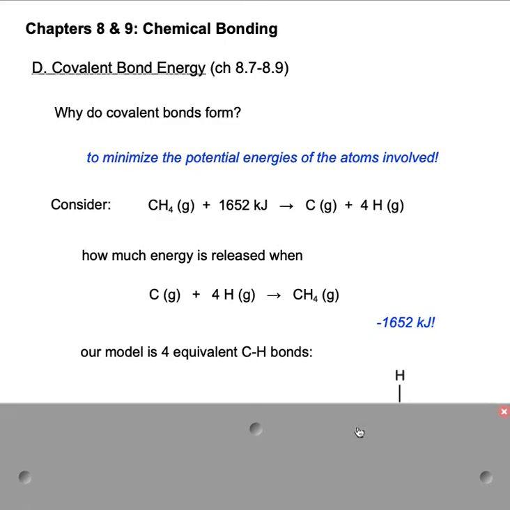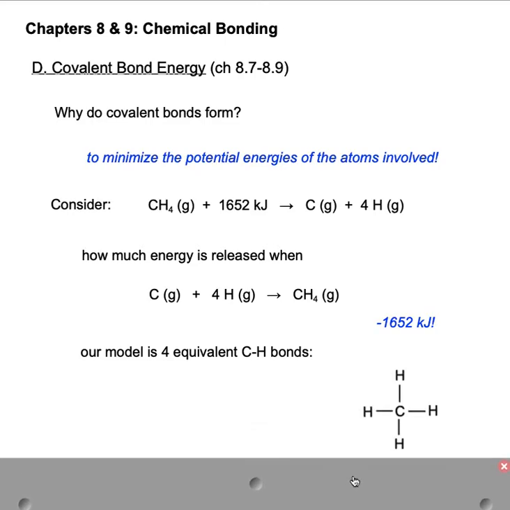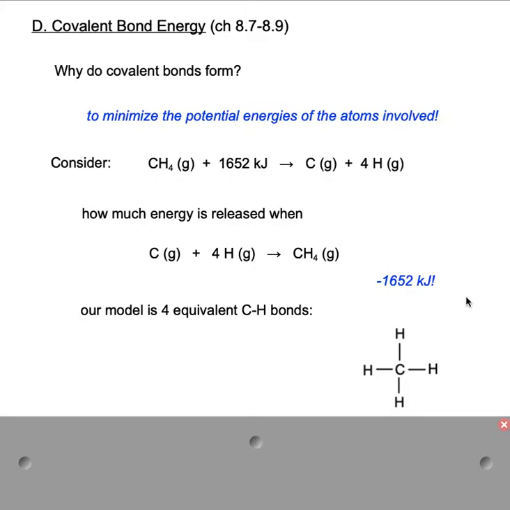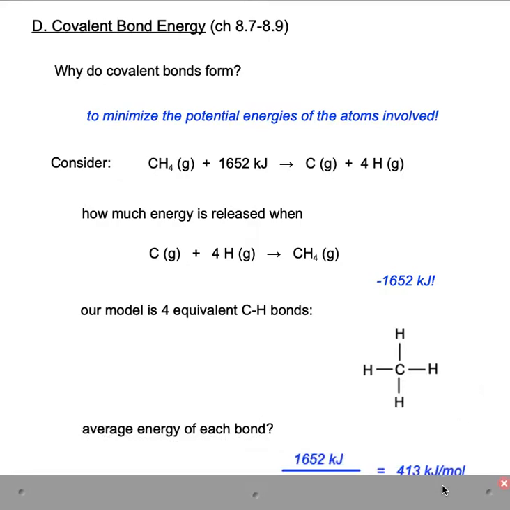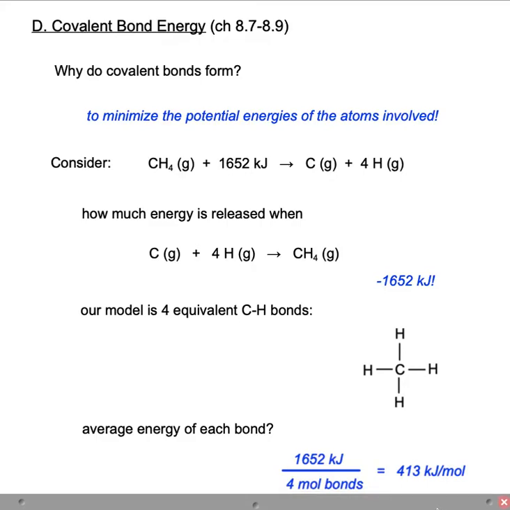Our model is that 1 molecule of methane consists of 4 equivalent CH bonds. Remember, it's just a model. All we really know is that those 5 atoms consist of 4 hydrogen atoms in a tetrahedral orientation with a carbon atom in the center. So if I wanted to calculate the average energy of each bond, I would simply take the 1652 kilojoules required to break all 4 of them, divide it by 4, and obtain an average carbon-hydrogen bond energy of 413 kilojoules per mole.